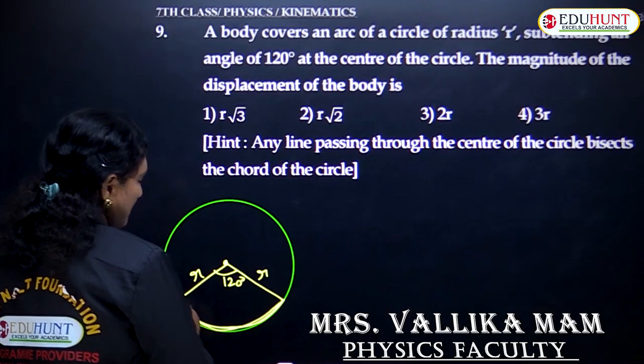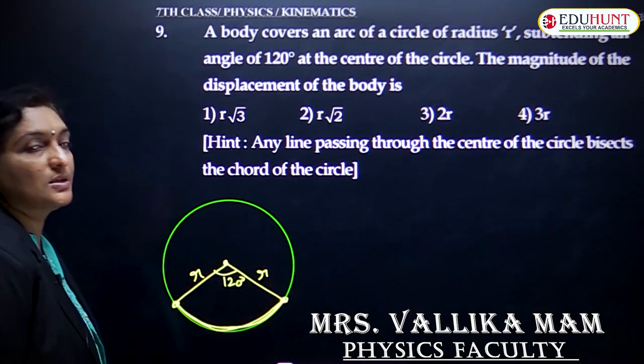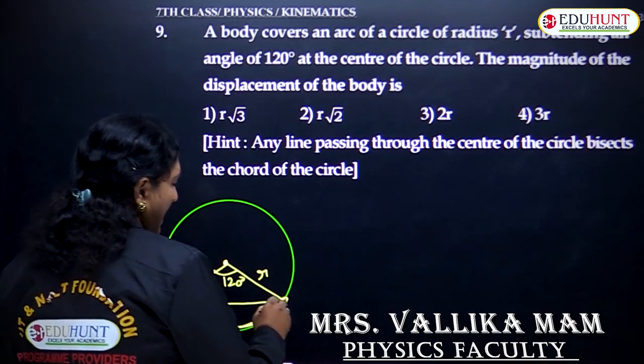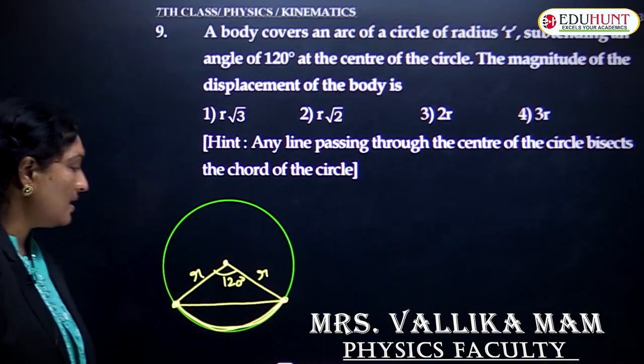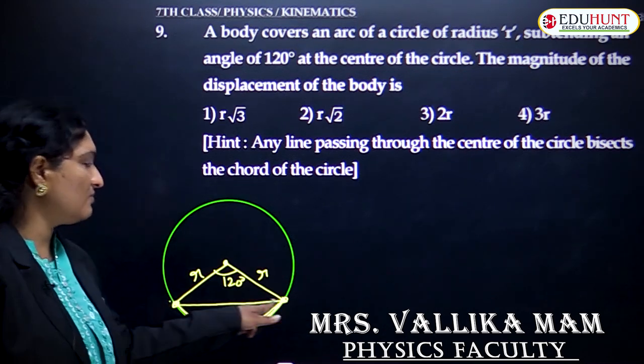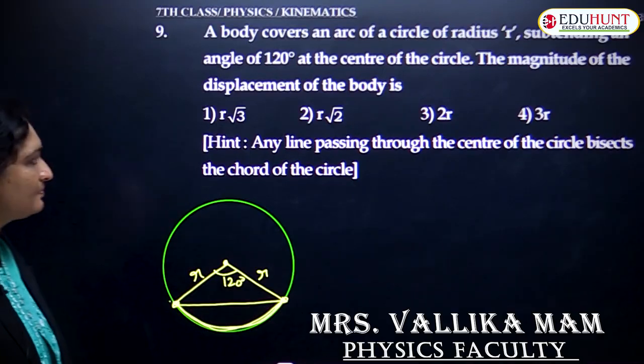Let this be the initial position, this be the final position. The magnitude of the displacement of the body means from here to here the body would have covered a certain distance. The line joining the initial to final position will be your displacement. So you need to find out this value.